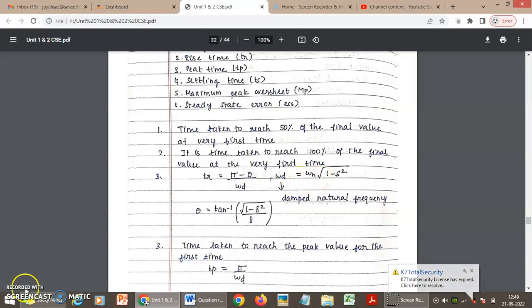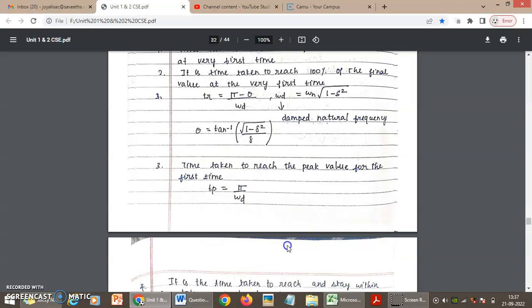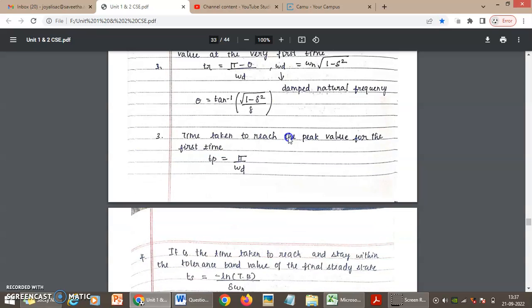Omega d: the formula for rise time is (pi minus theta) divided by omega d, and it is similar for the peak value. For the peak value, Tp is equal to pi divided by omega d. In certain problems, theta will not be given directly, so to find theta you can use this formula: theta equals tan inverse of root of 1 minus delta square divided by delta. This formula can be used for finding theta.